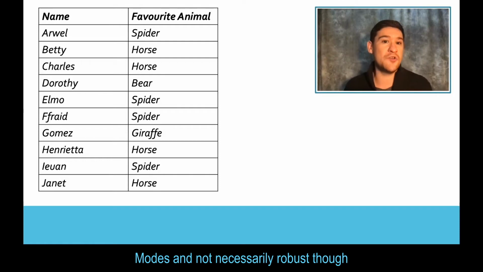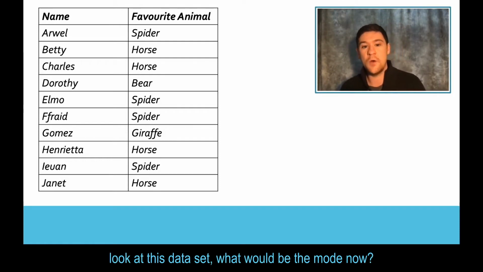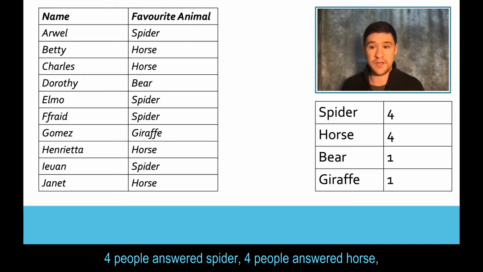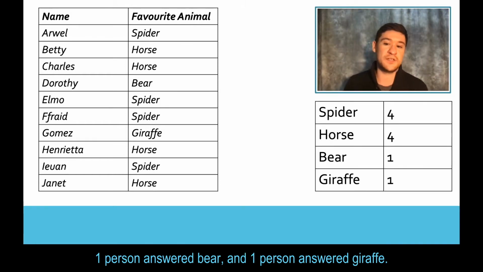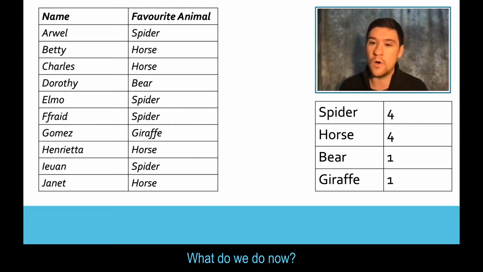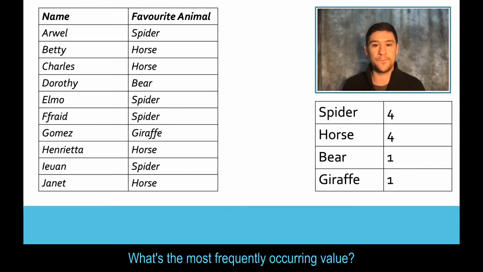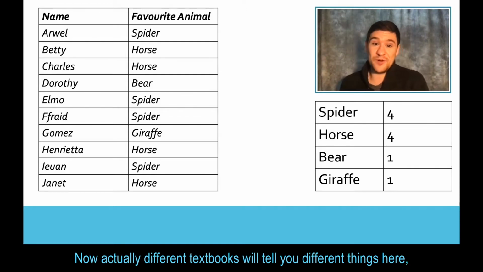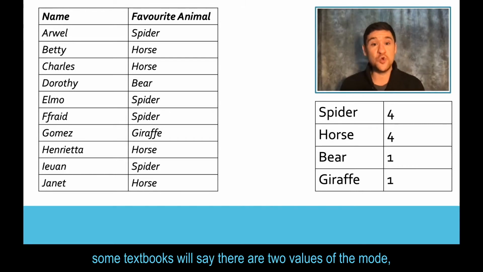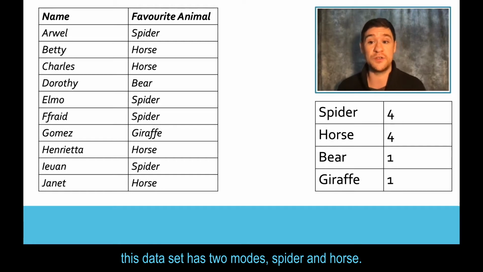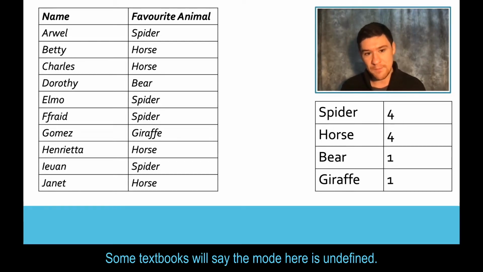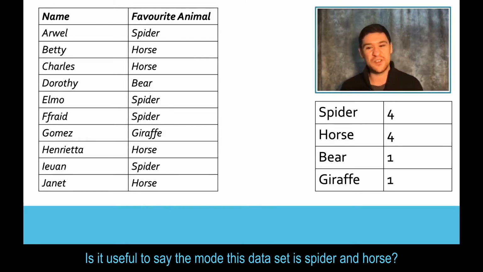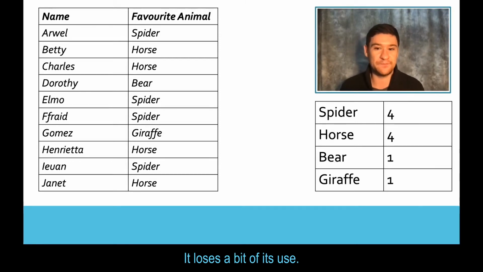Modes are not necessarily robust though. Look at this data set. What would be the mode now? 4 people answered spider, 4 people answered horse, 1 person answered bear, and 1 person answered giraffe. What do we do now? What's the most frequently occurring value? Now, actually, different textbooks will tell you different things here. Some textbooks will say there are 2 values of the mode. This data set has 2 modes, spider and horse. Some textbooks will say the mode here is undefined. Is it useful to say the mode of this dataset is spider and horse? It loses a bit of its use.